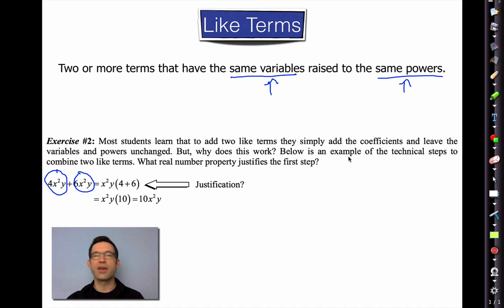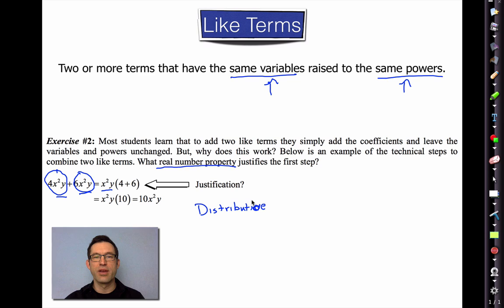Below is an example of the technical steps to combine two like terms. What real number property, let's see if you can remember this, justifies the first step? What justifies the fact that we can take that x squared times y, which is multiplying both the 4 and the 6, and bring it out and just add the 4 and the 6? Do you remember what property that is? It's what's known as the distributive property, and we're going to review all 3 of the major real number properties in just a little bit.